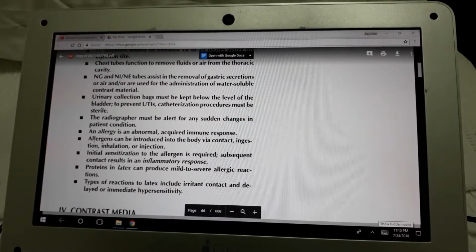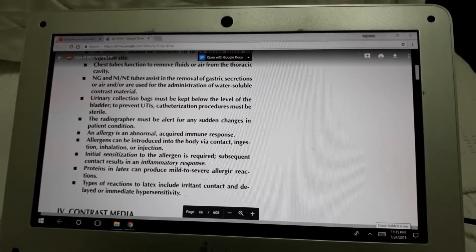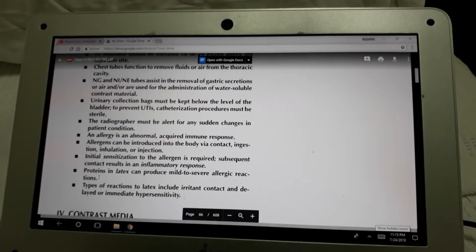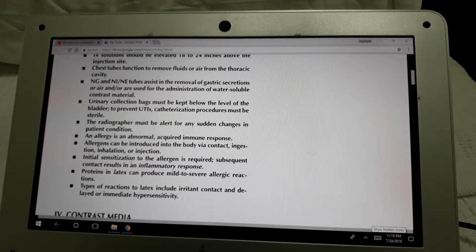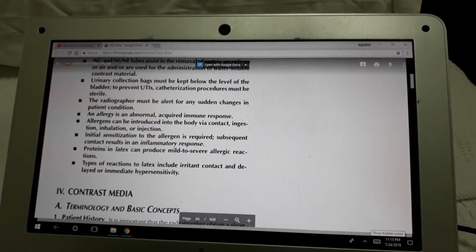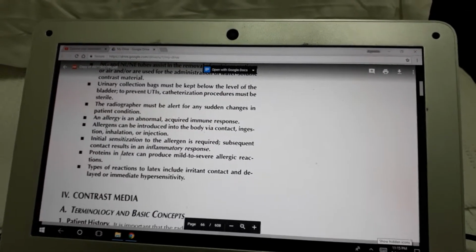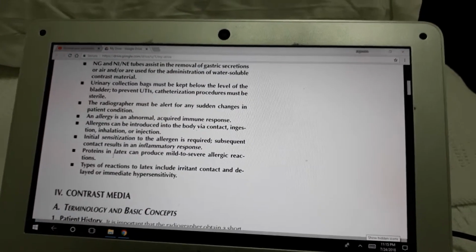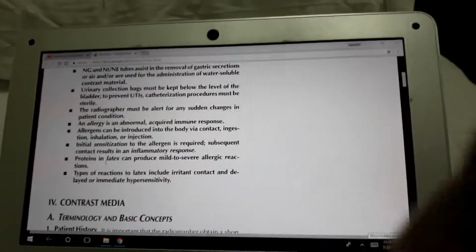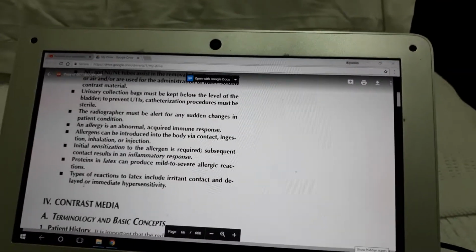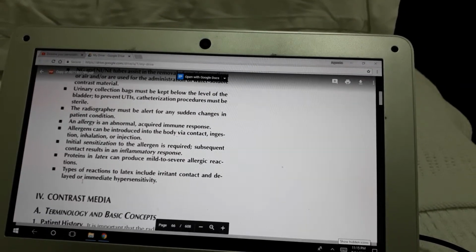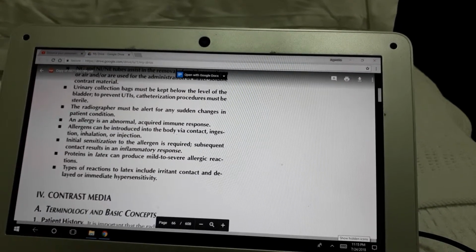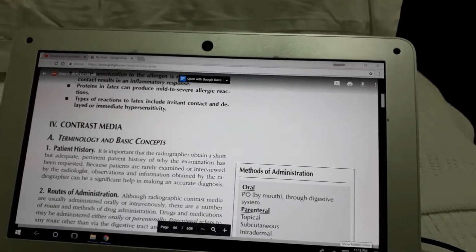Initial exposure to an allergen requires subsequent contact to result in an inflammatory response. Protein in latex can produce mild or severe allergic reactions. Types of reaction to latex: irritant contact, and delayed or immediate hypersensitivity.